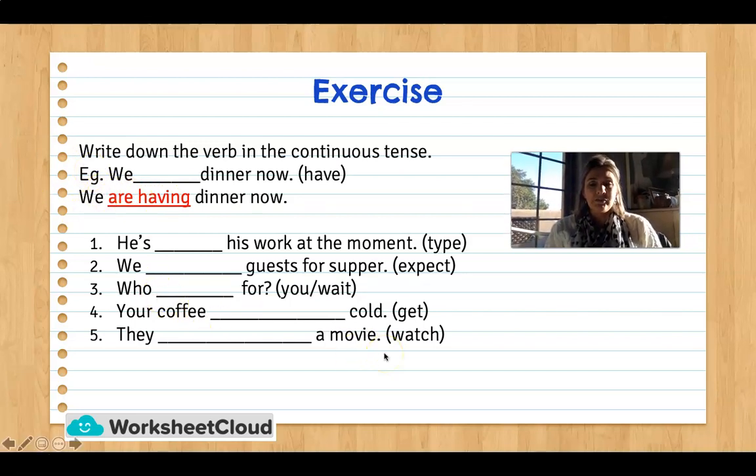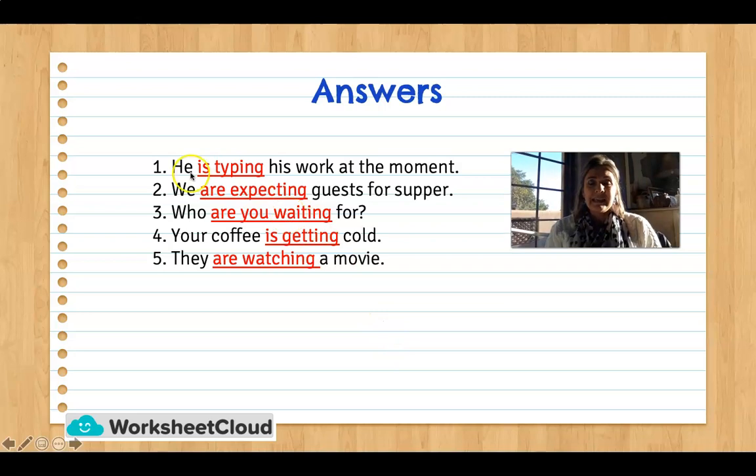So let's take a look at how you did. He is typing his work at the moment. We are expecting guests for supper. Who are you waiting for? Your coffee is getting cold. They are watching a movie. And I wonder if you can see out of these, can you tell me which are the affirmative, present continuous tense, interrogative, present continuous tense, or the negative?